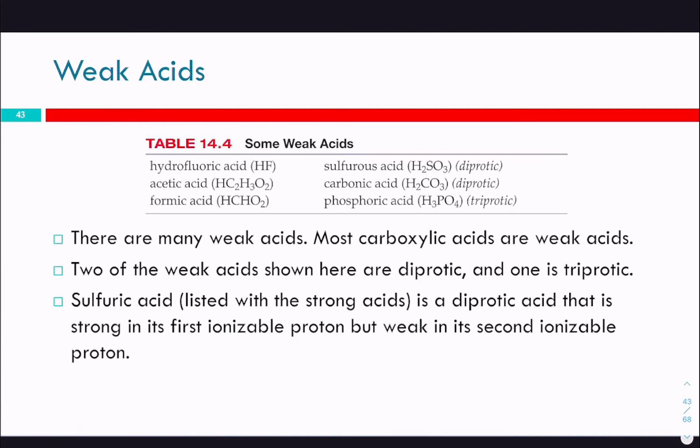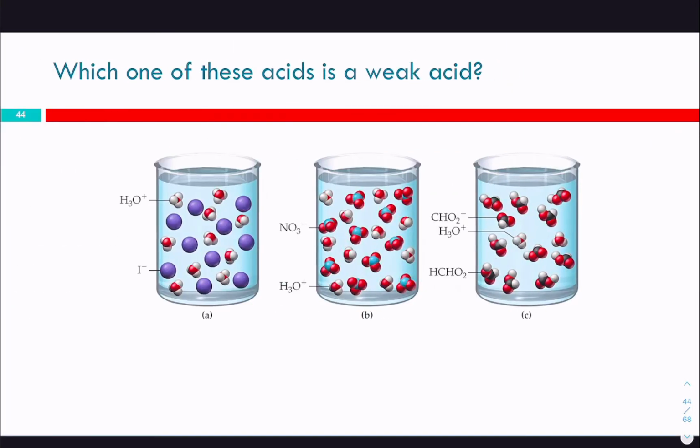There's a lot of weak acids. This term gets thrown in here. Carboxylic acids are weak acids. That is an acid that has this form. So you've got carbon with a double bond to an oxygen and a single bond to an oxygen, and this is the proton that could leave as a weak acid. That's an organic chemistry thing. You can have diprotic or triprotic. So sulfuric acid, listed with the strong acids, is a diprotic acid where the first one is a strong acid, but taking off the second hydrogen is like a weak acid. Don't need to know that too much, though.